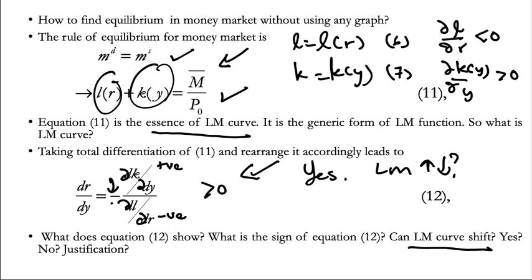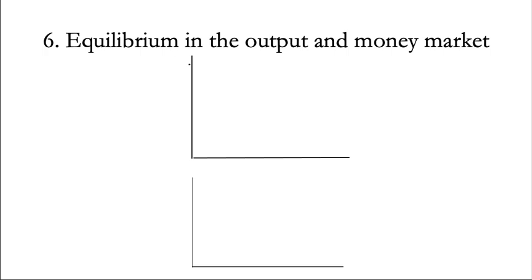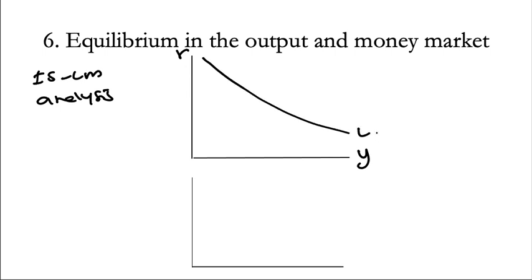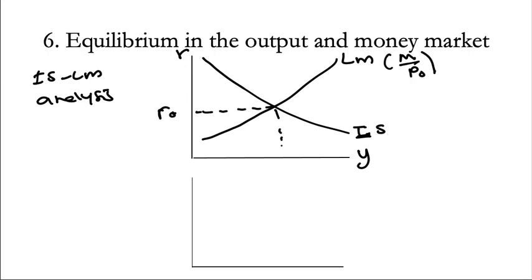Now, the next thing is we need to combine both IS and LM to reach the equilibrium income and interest rate. We can use the first phase of diagram here, IS-LM analysis. So we have interest rate here, we have real income here, and then we have IS here. Okay, and then we have LM here for a given money supply, P naught. Okay, initial interest rate R naught, Y naught. So that's equilibrium at point A.